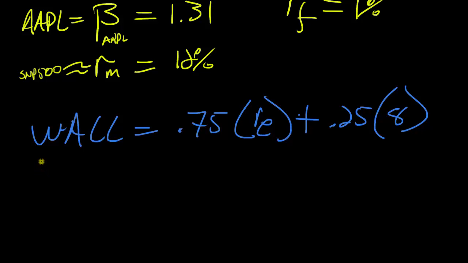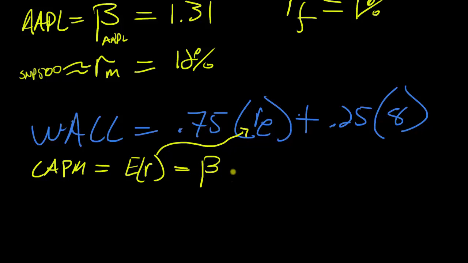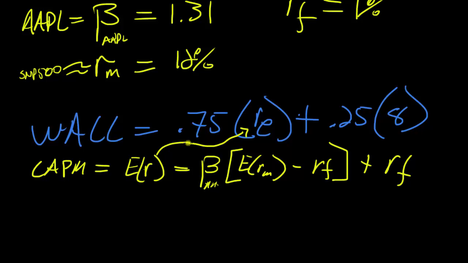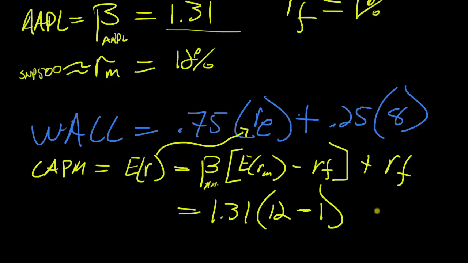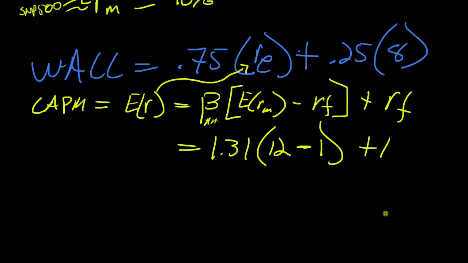So my CAPM is going to be the expected return, right, which is going to get plugged into my expectations, is equal to beta of Apple, or whatever, times the expected return of the market minus the risk-free rate plus the risk-free rate, which means that this is nothing more than plugging numbers in. 1.31, open parentheses, 12, here's my 12%, it's the return of the market, minus 1%, is my risk-free rate, minus 1, and all of that plus 1. So let's do some really simple math here.